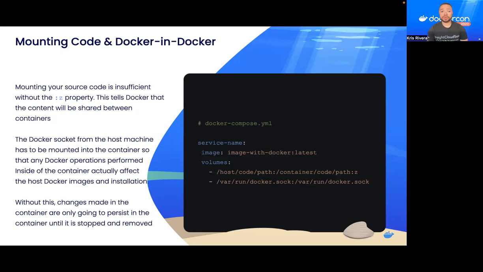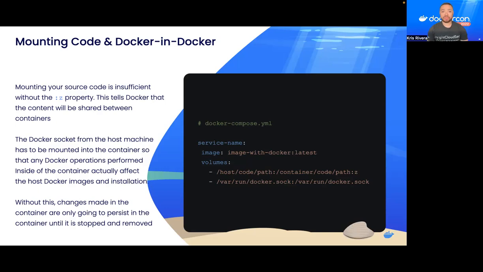As for mounting code and performing Docker in Docker itself, mounting your source code is insufficient without the :z property. This tells Docker that the content will be shared between containers. This then allows for mounting the same source code in both the front end and back end containers.